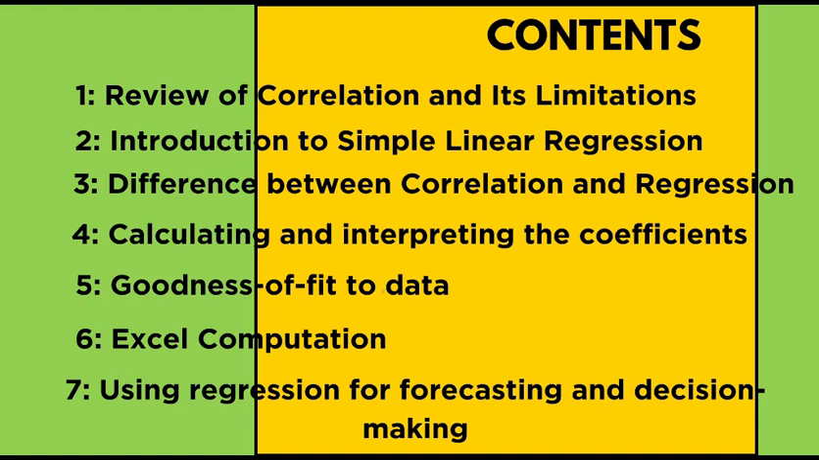In this particular video, we will be covering the following few aspects. First, we'll review the correlation coefficient which we have studied in our previous video, and along with that, we will see what the limitations of the correlation coefficient are. We'll introduce the simple linear regression equation and understand the difference between correlation and regression. I mean to say that we have already seen that correlation helps us understand the relationship between two variables. Then why shall we study regression? What are the added advantages that we have in regression over correlation?